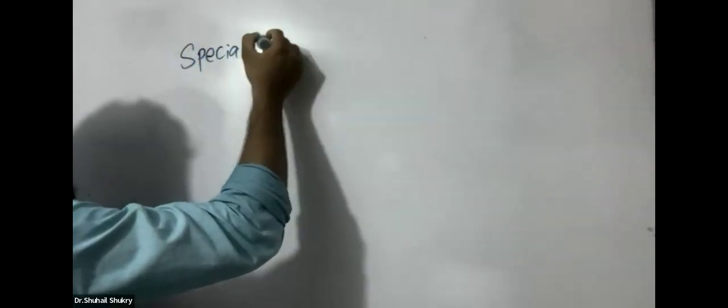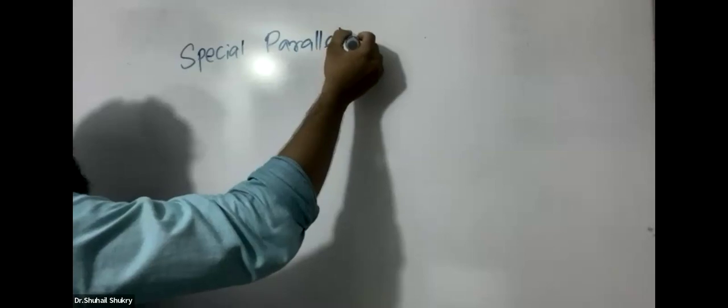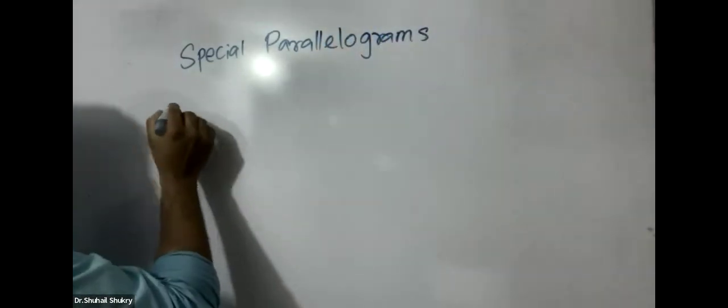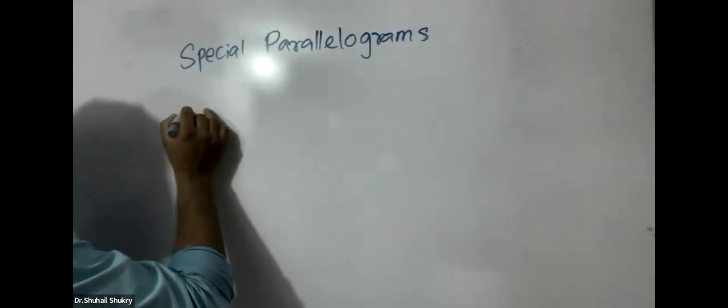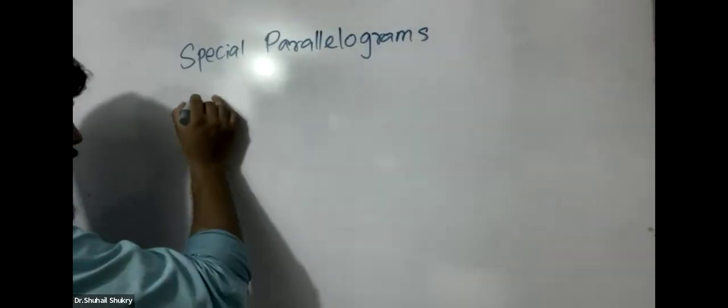Now see this part. Then we'll come to parallelograms. Under this, we learn about special types of parallelograms. Under special parallelograms, they give three things. Actually, four things. One is the rectangle.